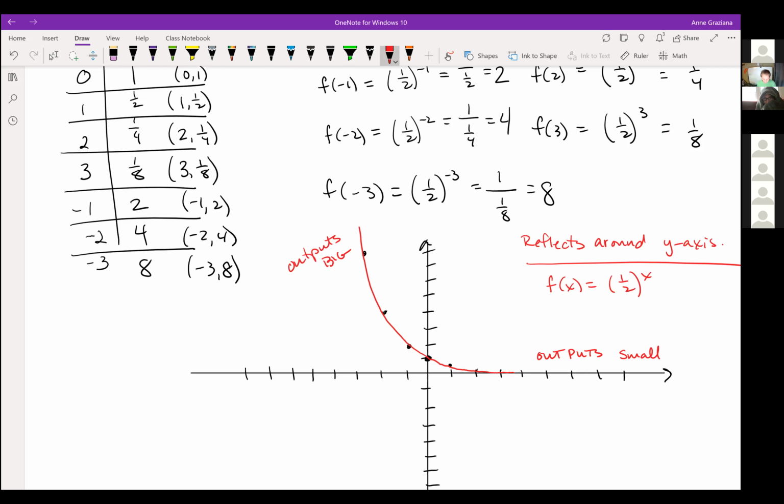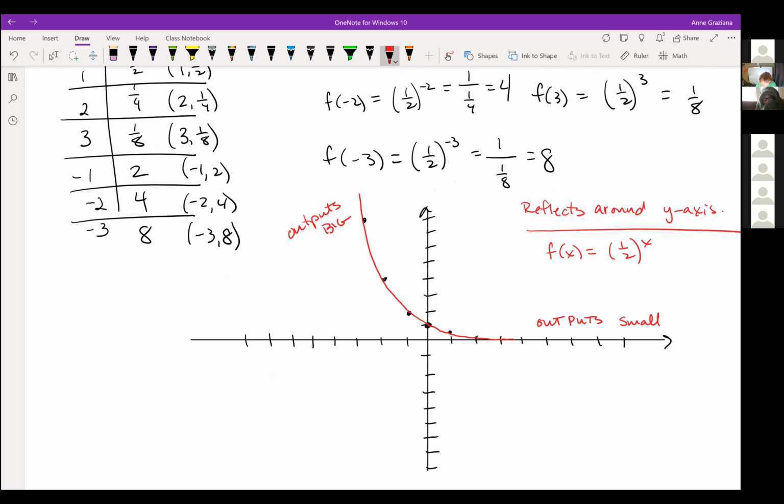Now, I want to point out that this x-axis here, see how this line rises along the x-axis? It's never going to cross it. It will just get smaller and smaller and smaller. So again, imagine in this problem, we'll do f of 20. That's going to be 1/2 to the 20th.